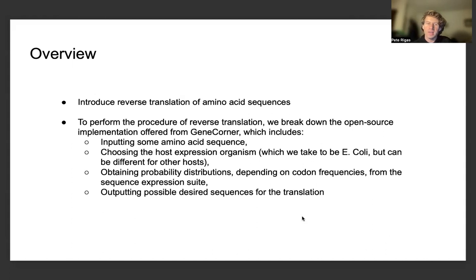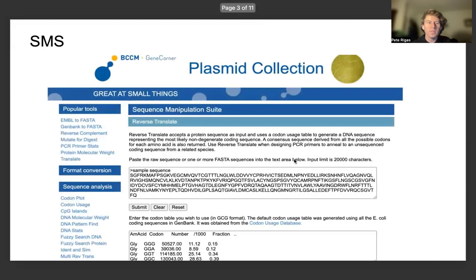So we're going to be breaking down each one of these steps and demonstrating how the results are dependent upon the expression host organism which someone chooses, as well as the input sequence in a couple of intermediate steps. So we're going to be looking at the sequence manipulation suite, which is a public resource offered to us by Gene Corner, in which we can input the amino acid sequence or even a FASTA file containing however many amino acid sequences one would like to reverse translate to a DNA sequence.